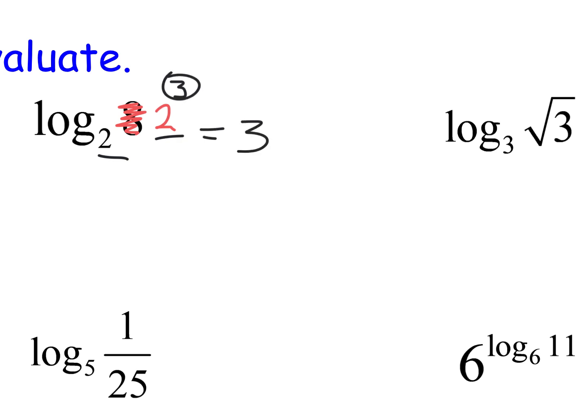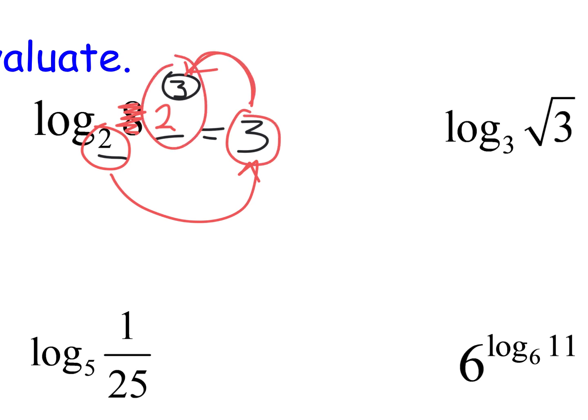And if you wanted to check yourself, in the immortal words of Ice-T, check yourself before you wreck yourself. 2 to the 3rd is 2 to the 3rd. See how they go in a little loop? I call that the circle of logs. That to the power of that, and then it comes back to that. That'll always work on a log.